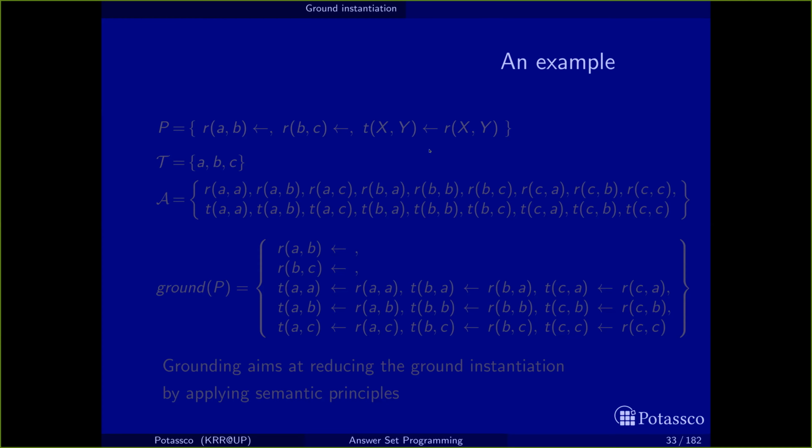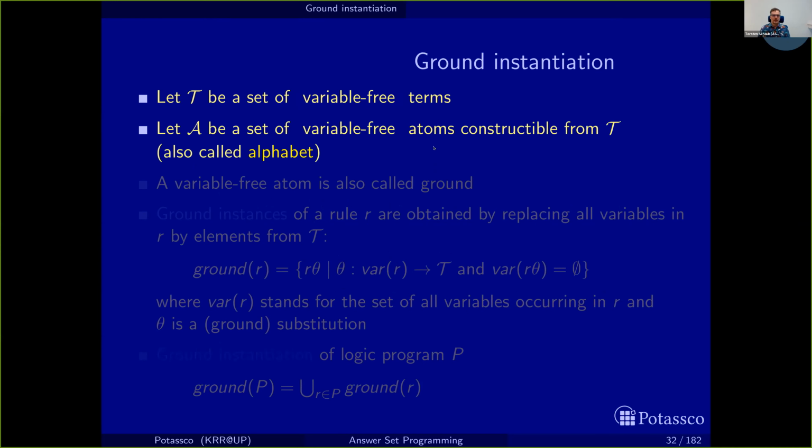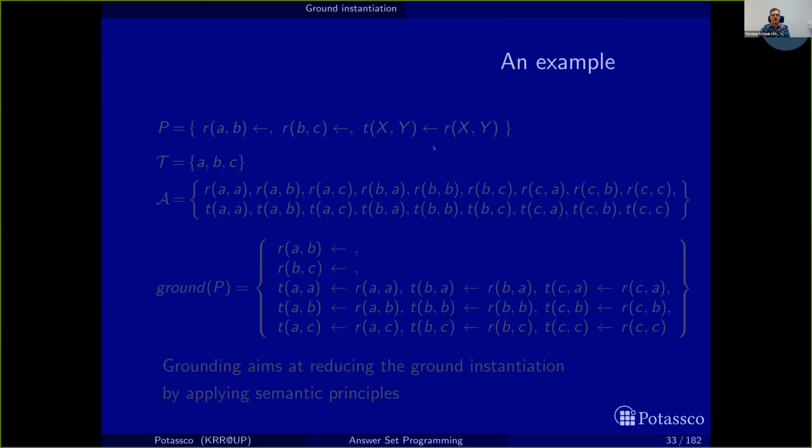Okay. Good. So grounding. Here's a very simple program, right? We have two facts. I just write this pedantically now, still with the rule. And here's the rule. This rule does nothing else, right? Whenever you have a pair that holds for the relation R, you also get it for T, right?